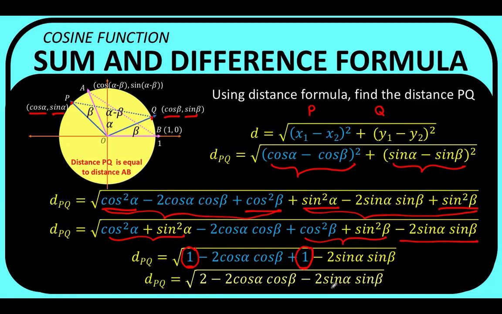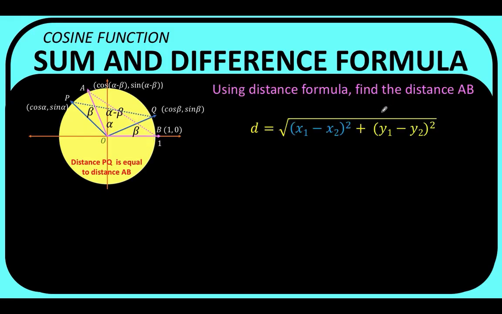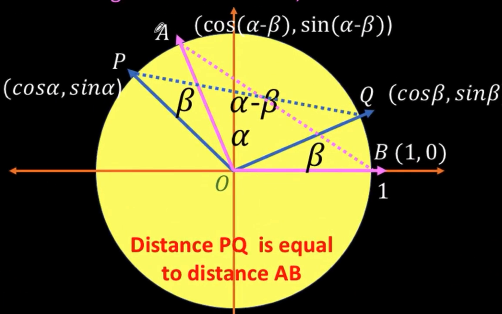Now, we are going back to this value later on, so we need to remember this formula. After getting an expression for the distance between P and Q, let's also get an expression representing the distance between point A and point B. Using the distance formula again, we know that the coordinate of point A is cosine of alpha minus beta, sine of alpha minus beta, and the coordinate of point B is 1, 0.